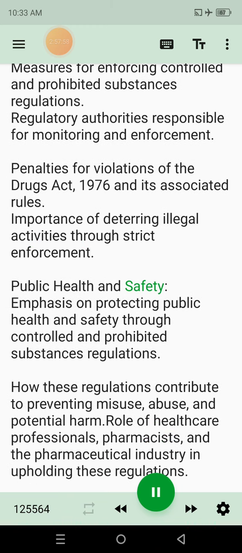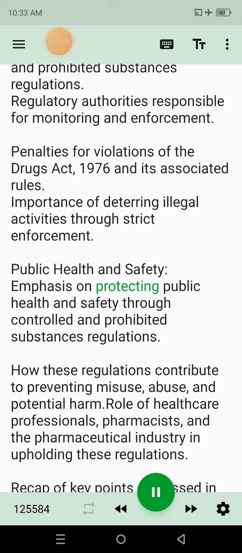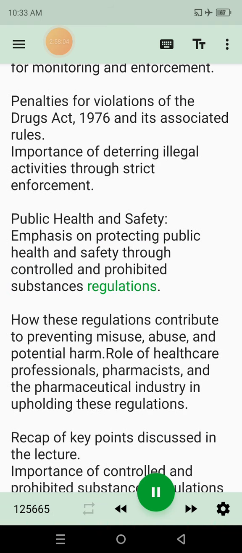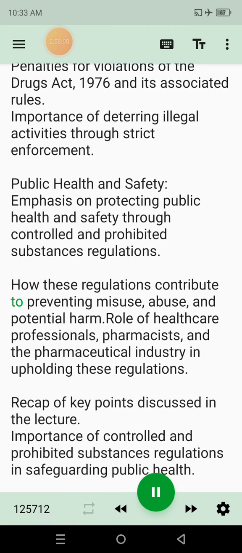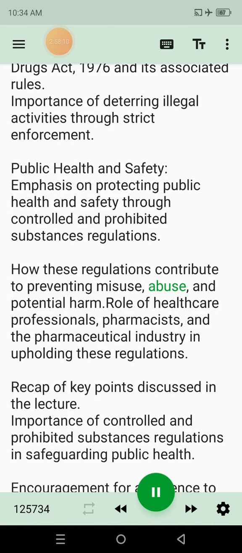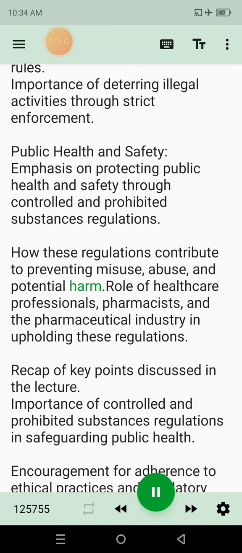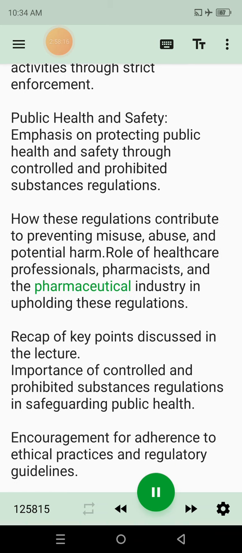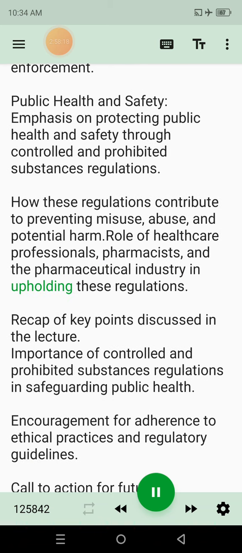Public health and safety. Emphasis on protecting public health and safety through controlled and prohibited substances regulations. How these regulations contribute to preventing misuse, abuse, and potential harm. The role of healthcare professionals, pharmacists, and the pharmaceutical industry in upholding these regulations.